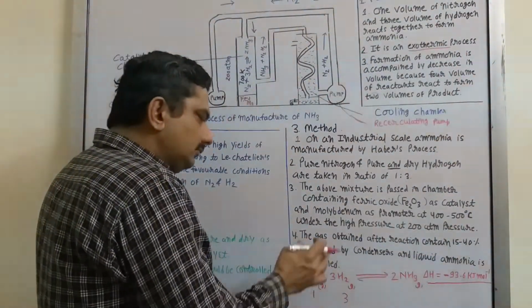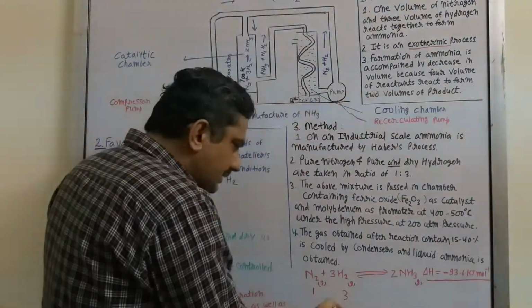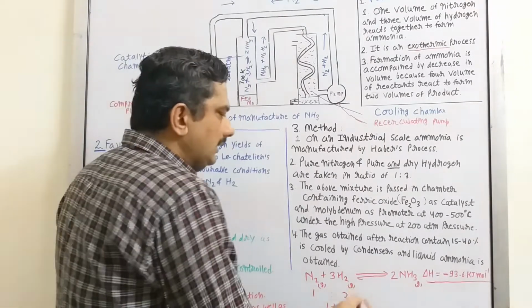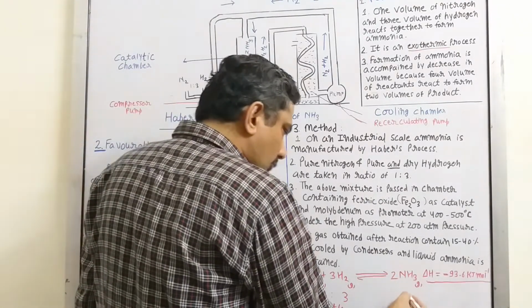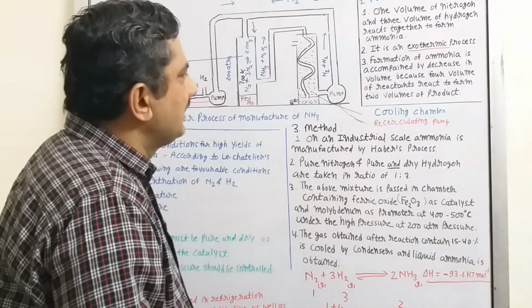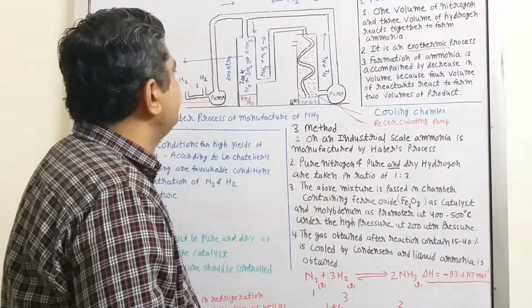The negative sign indicates that heat is evolved during the reaction, which means it is an exothermic reaction. The number of moles of reactant is 4, while the number of moles of product is 2. So this reaction is accompanied by a decrease in volume.